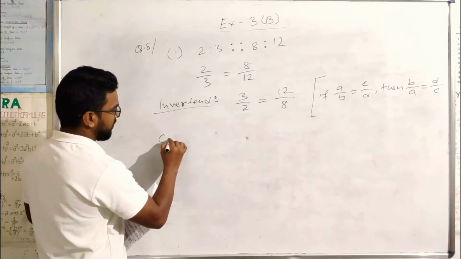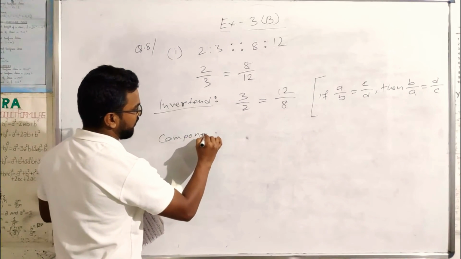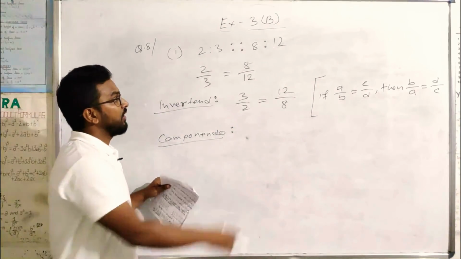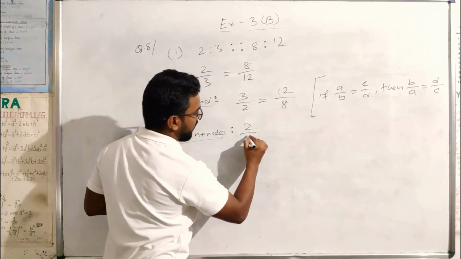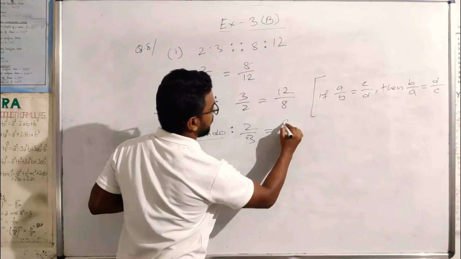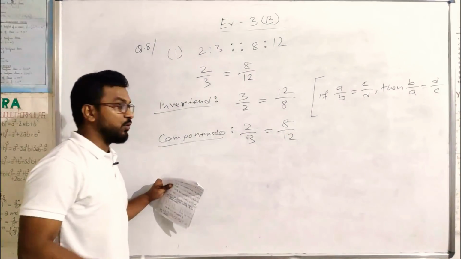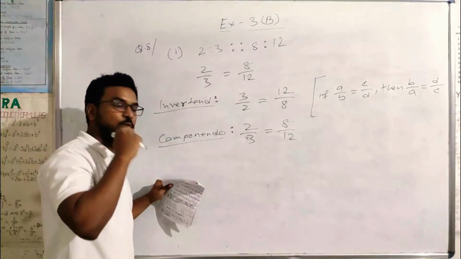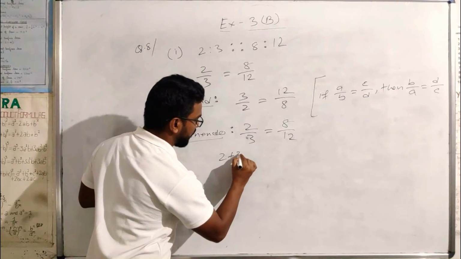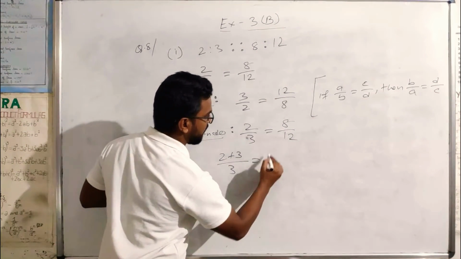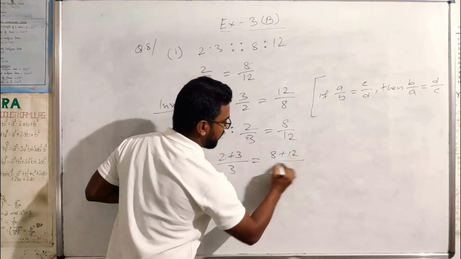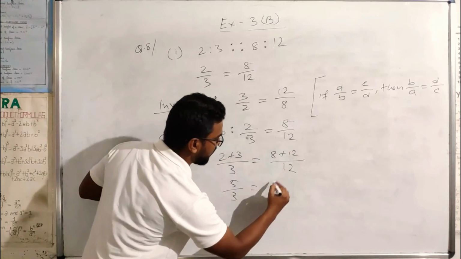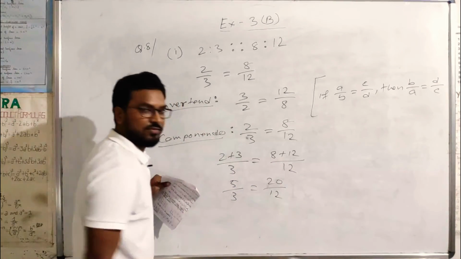Next one is componendo. So what is componendo? Remember, this is the proportion 2 by 3 is proportional to 8 by 12. Componendo means we add the denominator to the numerator. So this can be written as 2 plus 3, the denominator remaining the same, and 8 plus 12, the denominator remaining the same. So this can be written as 5 by 3 and this as 20 by 12.